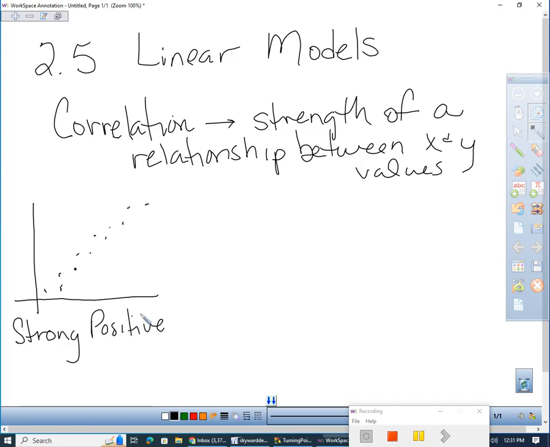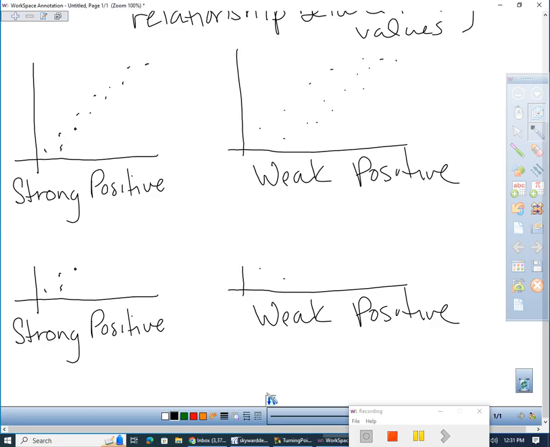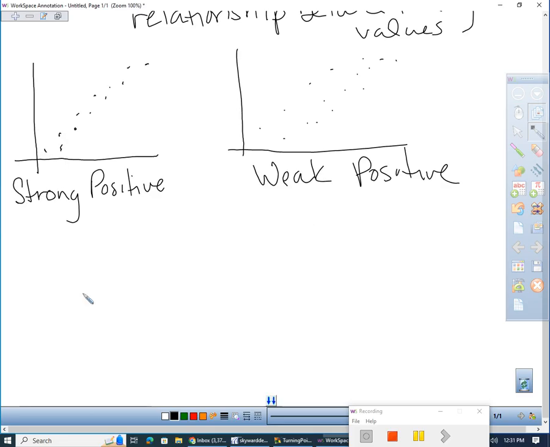It's strong because the dots line up, right? And they're going in a positive direction. They're going up to the right. If those dots were a little bit more spread out, but still going in that direction, we would call this a weak positive correlation. Again, for it to be positive, as it goes this way, it's going up, or it's going up to the right.